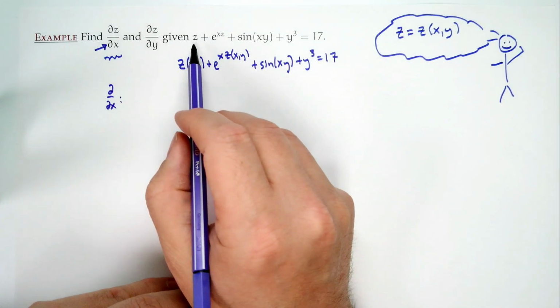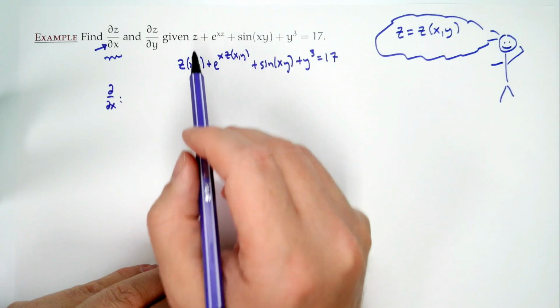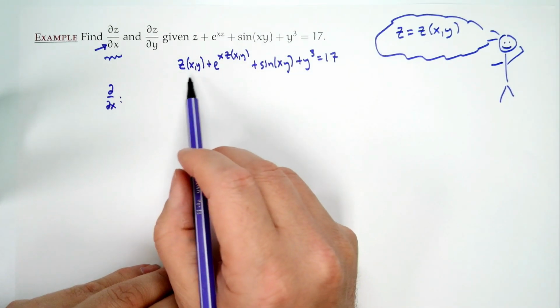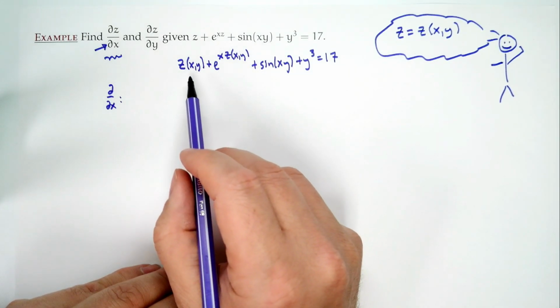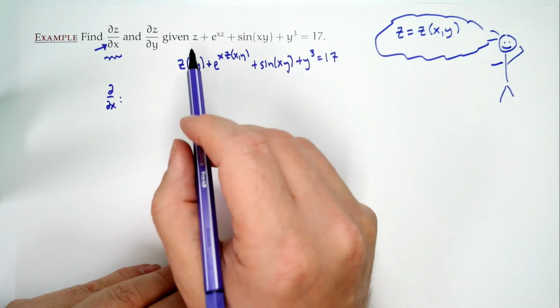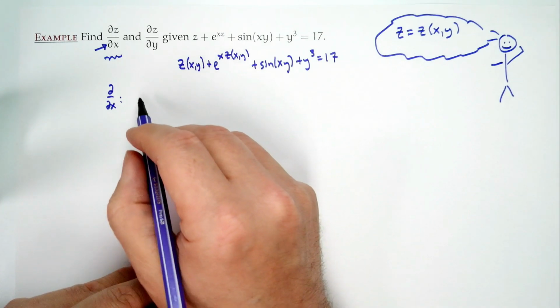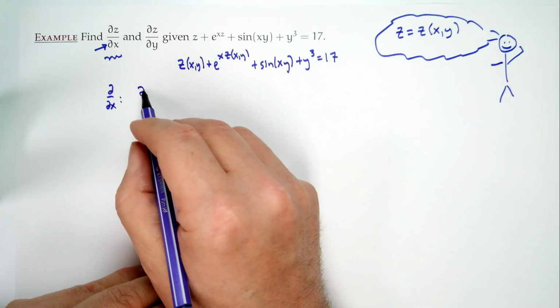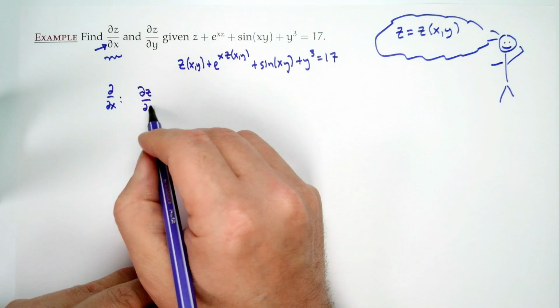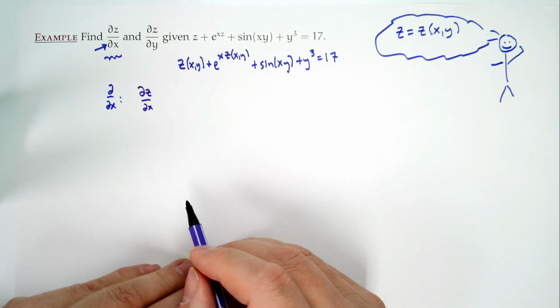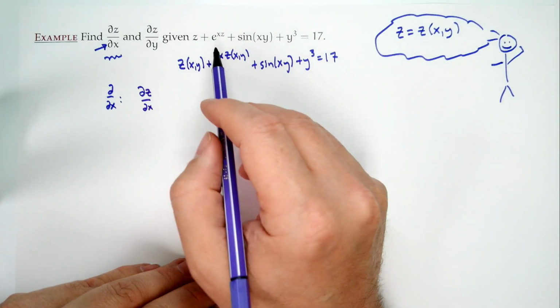Well, let's go through our terms. So z. Now it looks like there's no x there, but remember, in our mind, z is a function of x and y. So z does depend on x and y. So we say, okay, what is the derivative of z with respect to x? And the answer is, the derivative of z with respect to x is partial z partial x. Okay, that's pretty good.